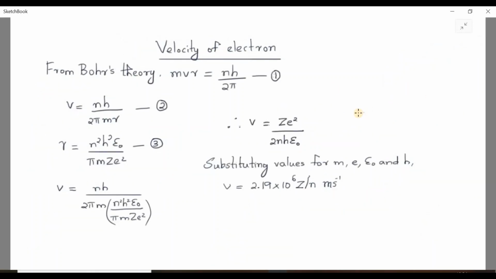Next, we will see how to find out the velocity of the electron. From Bohr's theory, we have mvr is equal to nh by 2 pi, and from that v is equal to nh by 2 pi m r.